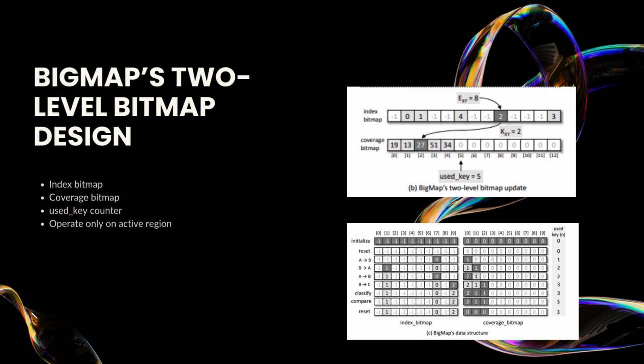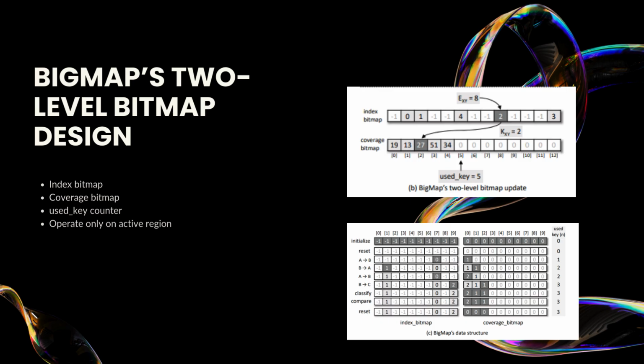Now look at the figure on the slide. At the top, we see AFL's design. Each edge directly modifies a large sparse array. Then hit counts are scattered across the entire bitmap. At the bottom, we see BigMap's design. Instead of scattering updates, BigMap assigns each edge a compact slot. The coverage data is packed into the first few entries of the coverage bitmap. The rest of the bitmap remains untouched.